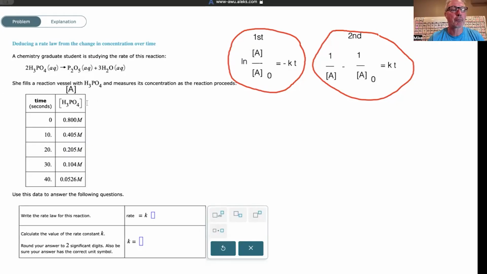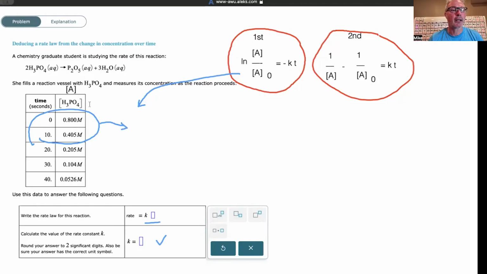What I'm going to do is plug in numbers here using these 2 points for the first order equation. And then I'm going to do it again at time 10 seconds to begin with, and then time 20 seconds. And I'm going to see if I get a K that's about the same. If that's the case, I can write the rate law, first order. Cool. Let's do that. Here we go.